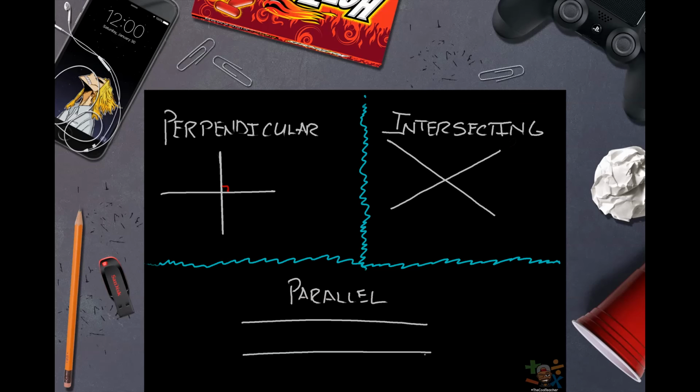Okay? So that's the main difference. The main differences between all of these lines. Perpendicular lines will cross, but they cross at a 90-degree angle. Intersecting lines, they cross, but it doesn't have to be a specific angle, as long as it's not 90 degrees. And parallel lines, those lines never cross. They never touch. I'm going to have all the definitions of these lines written down in the description, just in case you forget, or you don't want to pause the video.